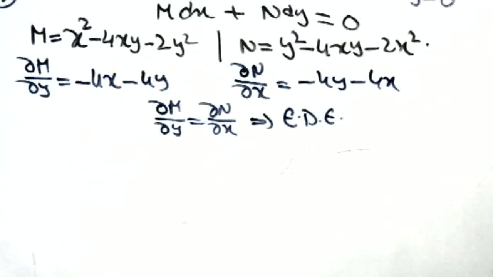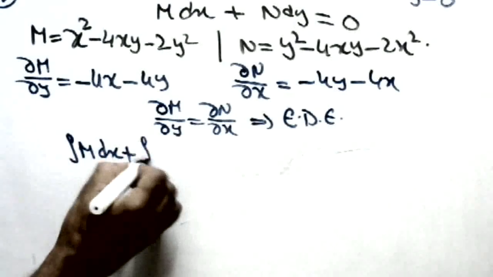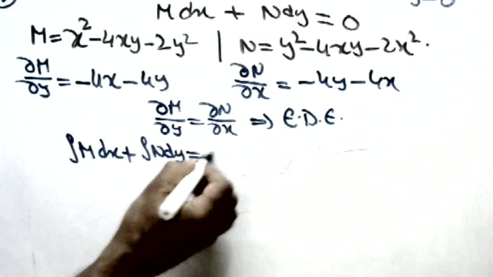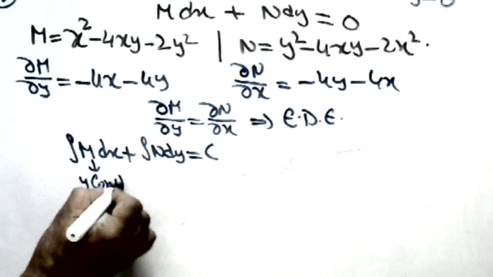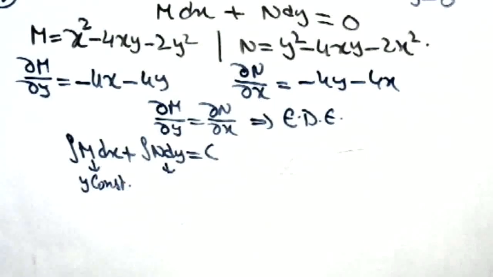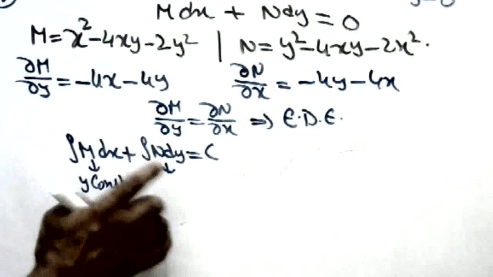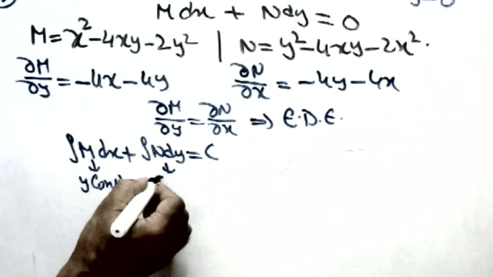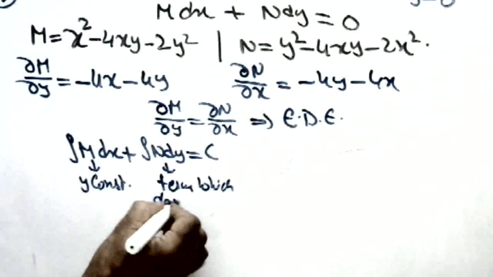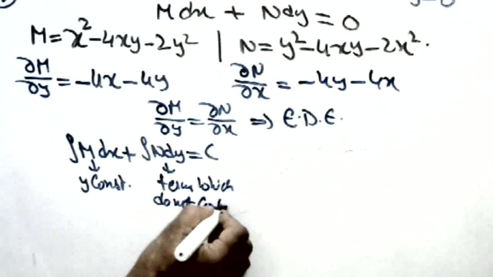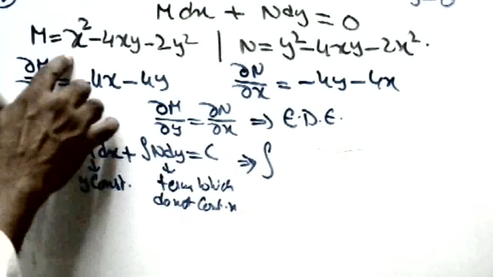Now for an exact differential equation, we have the formula: integration of M dx plus integration of N dy equals c. In M, we take y constant. In N, we do not take all the terms. We take only terms which do not contain x. So let me continue here.